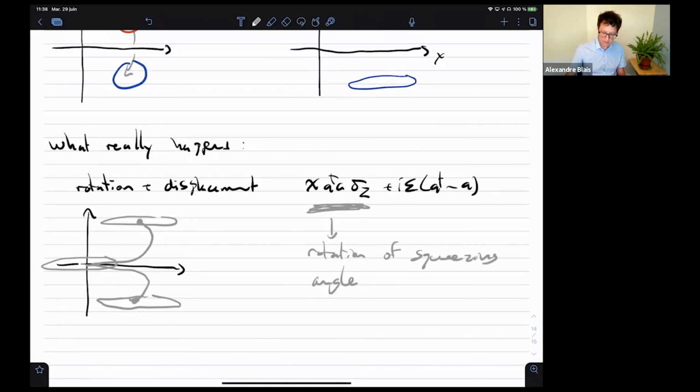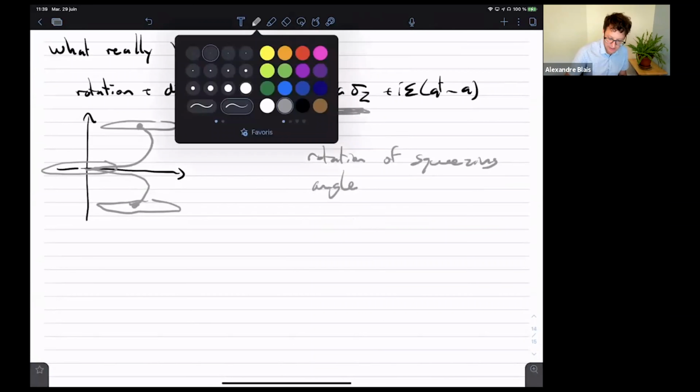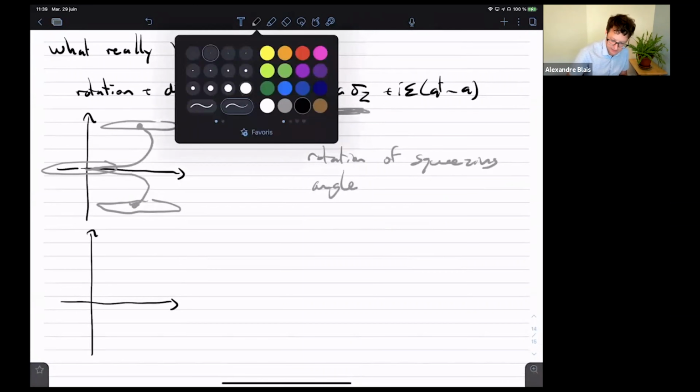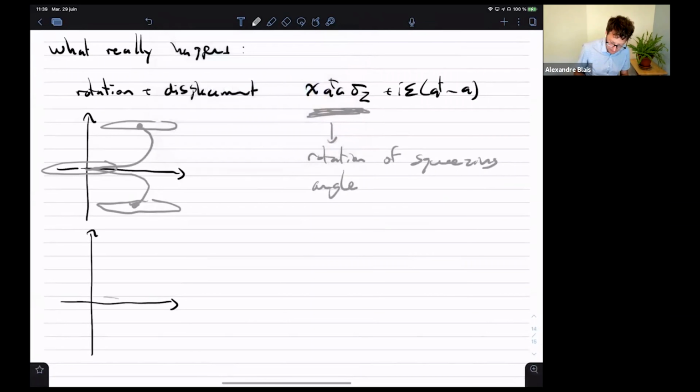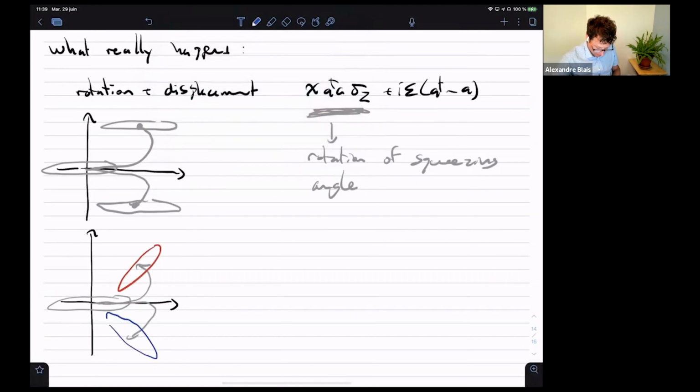If you do the math, it's easy to convince yourself that what will actually happen is more something like this. And if you start here, there's an evolution like this. What happens is that you will end up with, maybe my rotation is exaggerated, but that's the idea. And my states are no longer very squeezed, but you get the feeling.